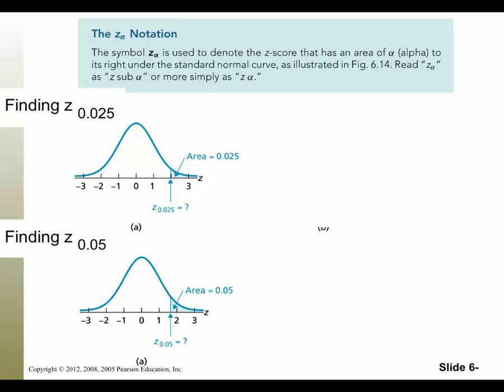We're given an area, but it's the area above, and then we want to figure out what the corresponding z-score is. So how are we going to use the chart to do that? How are we going to use the chart to figure out what z-score has 0.025 area above that z-score? What are you going to look for on the chart? Okay, so careful. What does the chart tell you? It tells you area to the left. But a z alpha, that alpha is talking about area to the right. Subtract it from 1 and get this area first. So what is that area?